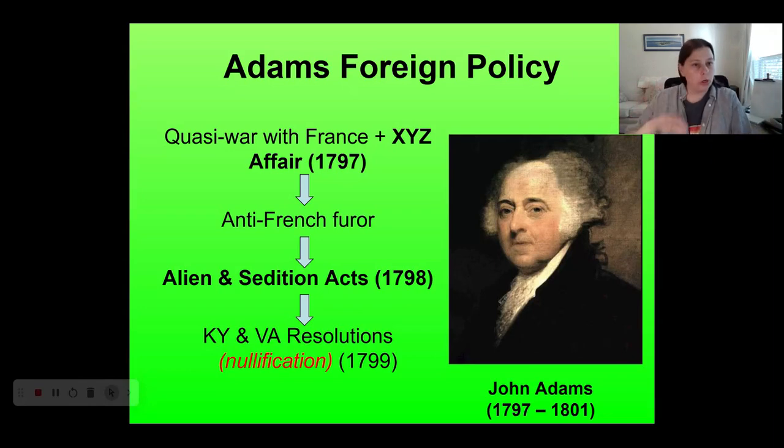So the United States has entered what's sometimes called the quasi-war with France. Quasi means like partial or half. It's not a declared war, but it is basically a war at sea between French naval ships that keep attacking American merchant ships. So to try to resolve this, we send over some American ministers to France.